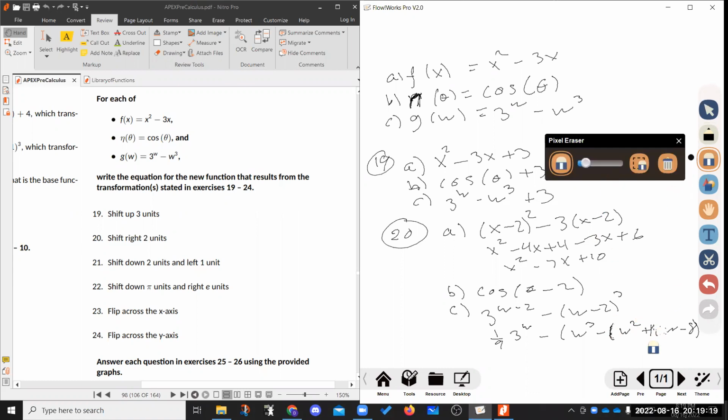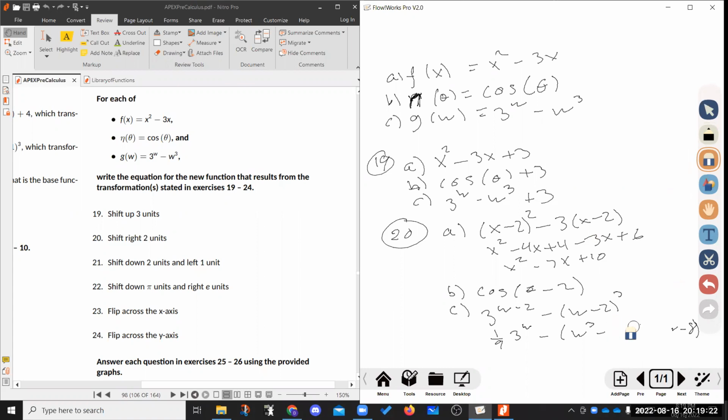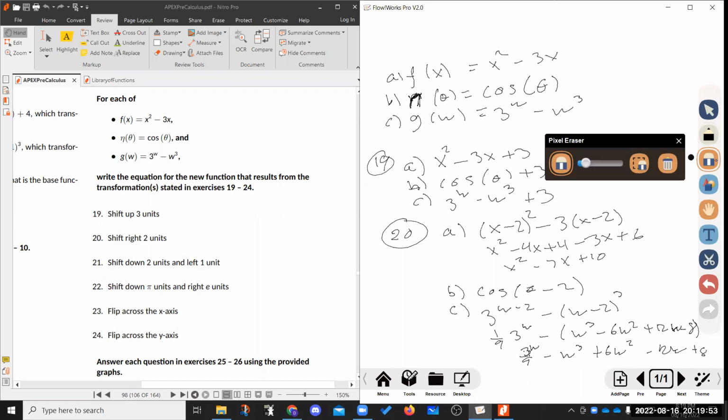I used Pascal's triangle to figure that out. So minus 6w squared plus 12w minus 8. Okay. There's no like terms to add there, so we'd have 3 to the w divided by 9 minus w cubed plus 6w squared minus 12w plus 8 after we did the subtraction.